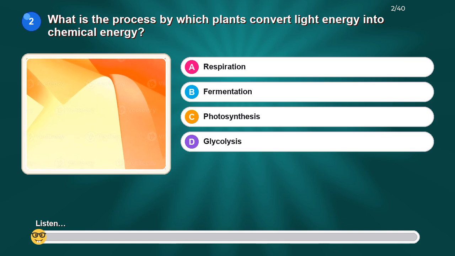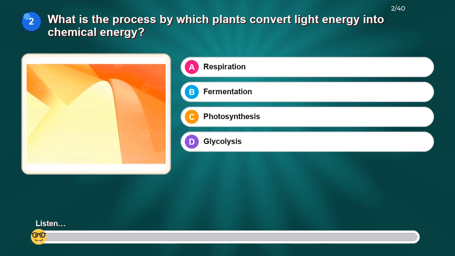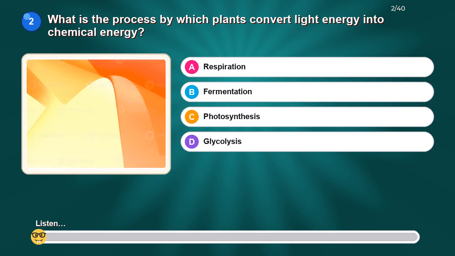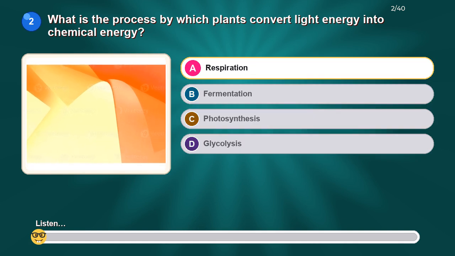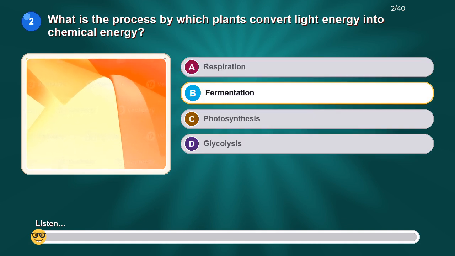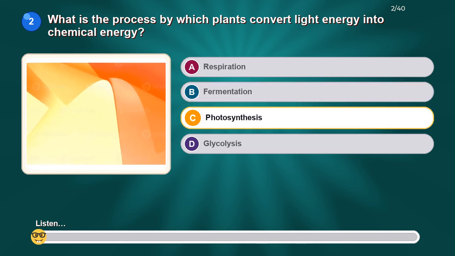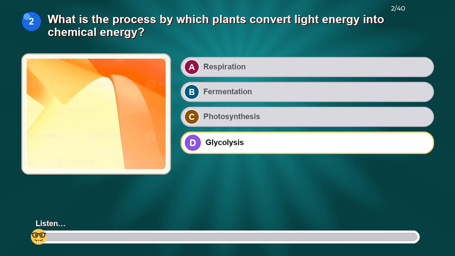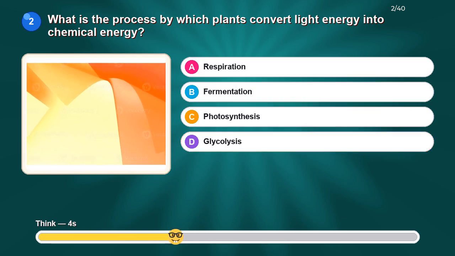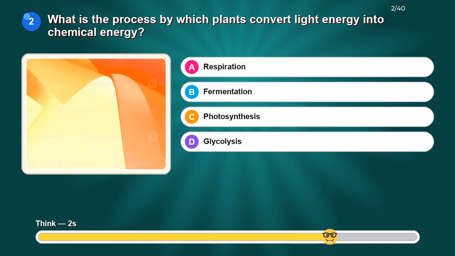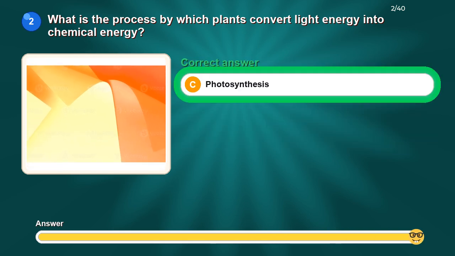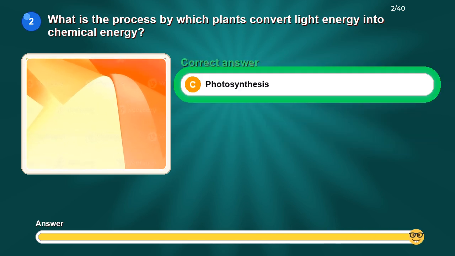What is the process by which plants convert light energy into chemical energy? Option A, respiration. Option B, fermentation. Option C, photosynthesis. Option D, glycolysis. The correct answer is photosynthesis.